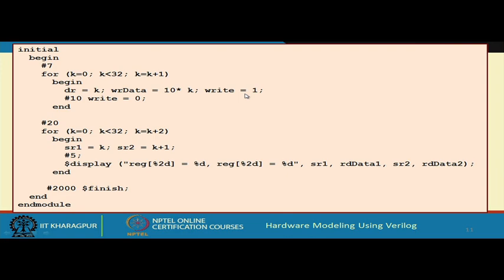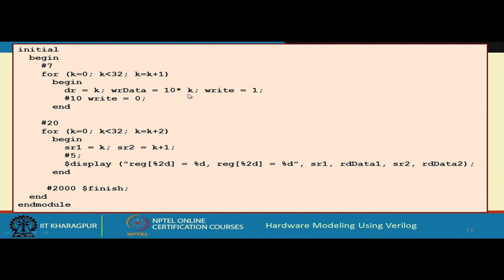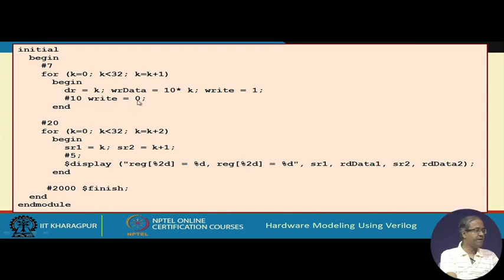10 into k means register number I, you are storing the value 10 into I. So, register 0 will get 0, register 1 will get 10, register 2 will get 20, 3 will get 30 and so on. So, let us say we initialize registers like this. Write data equal to 10 into k, and there is a delay of 10. After a delay of 10, I set back write to 0 and repeat this again.